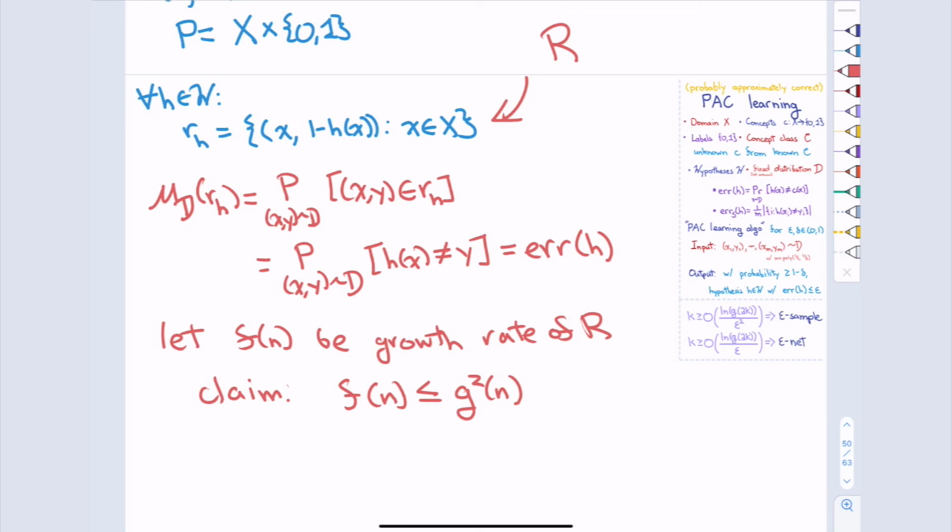Because we're going to take the log of the growth rate to get an epsilon net, and log of g squared n will be 2 times log of g n. So the 2 just hides in a constant. So if I can show that this range space has a growth rate at most g squared n, then I can just apply the epsilon net theorem and the epsilon sample theorem to get those generalization bounds. So all that's left is to do this.